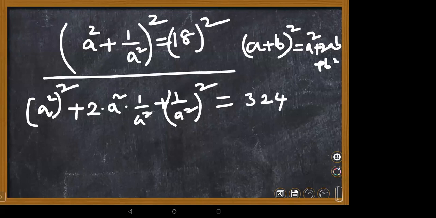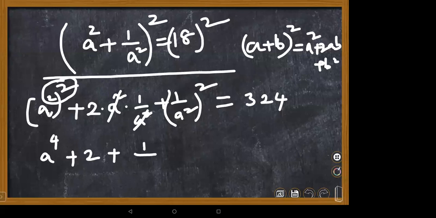Now come on, children. Power raised to power means it's multiplication. A to the power 4. Plus a square, yes ma'am, get cancelled, plus 2. And 1 by 1, 1 square is 1 only. A square whole square means a to the power 4 is 324.